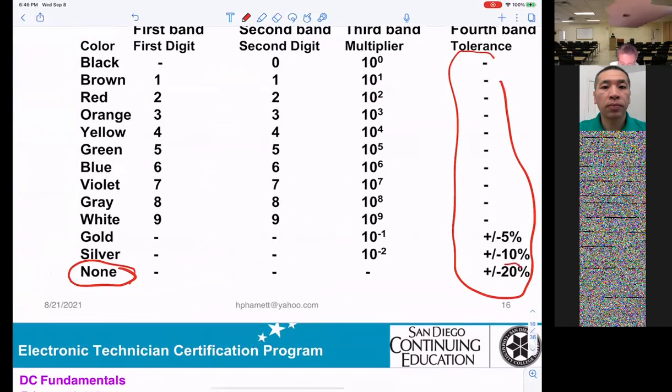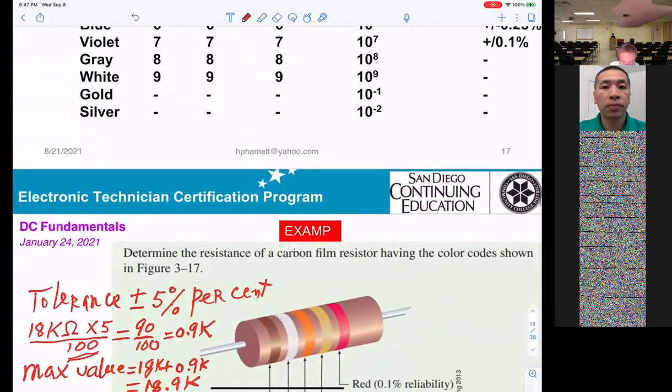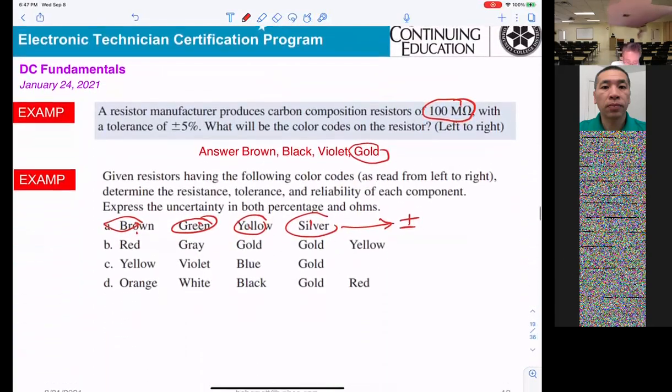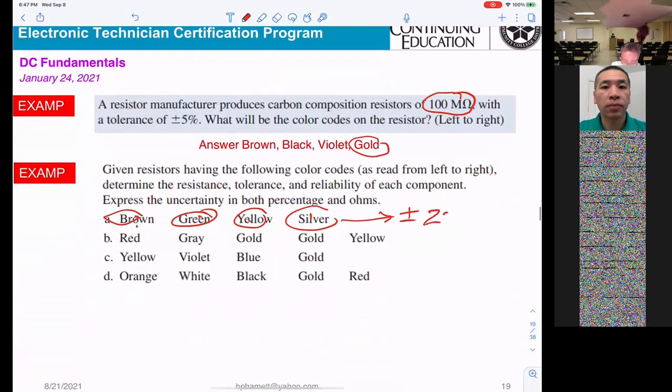You set me up. That's cold-blooded. So it's plus or minus 20%. Exactly. That's fantastic. Cool. That's what I wanted to make sure. I look like a fool.